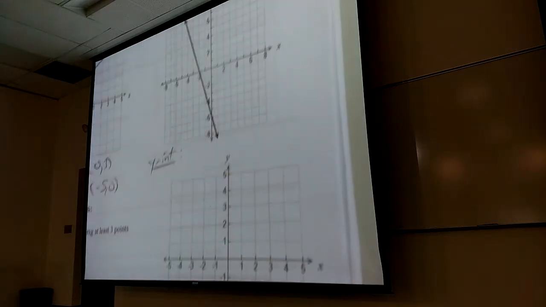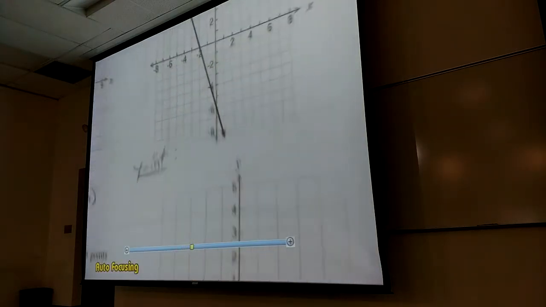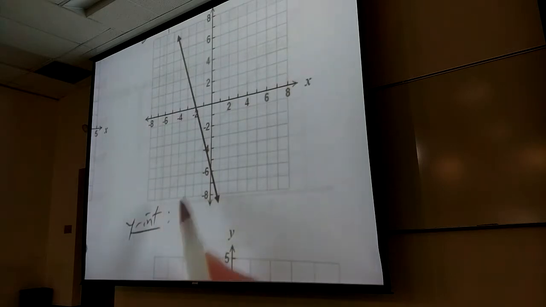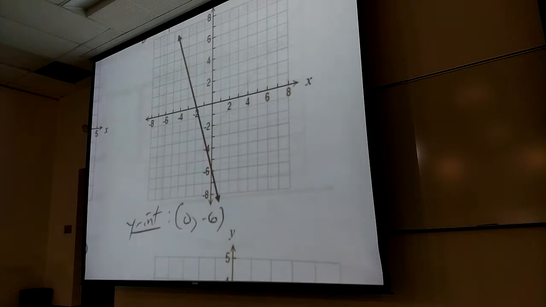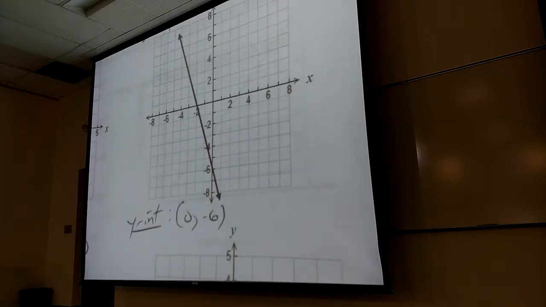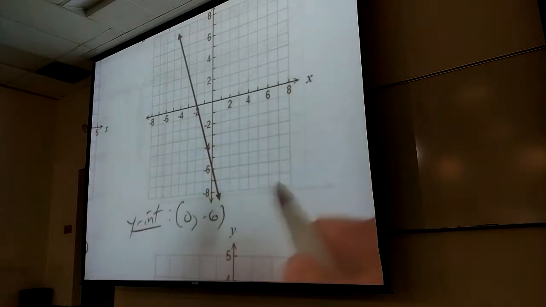Yeah, let me zoom in a little bit. This is page 41. Yeah, (0, -6). Right? The creative geniuses that are the mathematicians of old, they're like, it hits the y-axis, let's call it the y-intercept. I mean, so it makes sense. I should be making fun of them because sometimes we don't name things very good. We don't use English very good either.